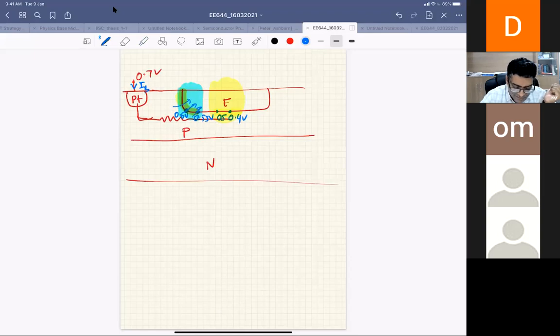Because the side of the emitter is heavily forward biased, when I talk about current, the current will mainly flow at the side. So this is called emitter crowding. That means even if your emitter area is big, most of the current is flowing in this region and in this region.